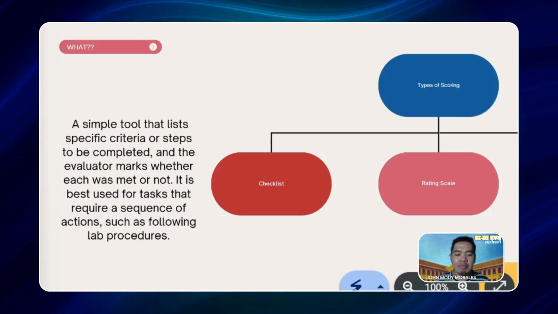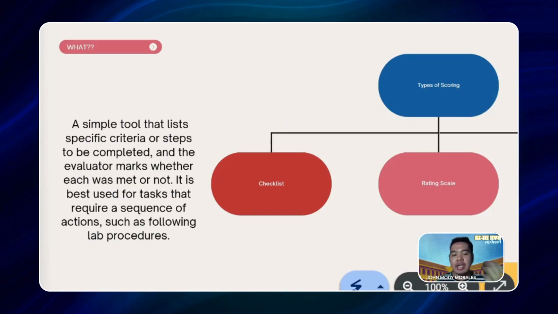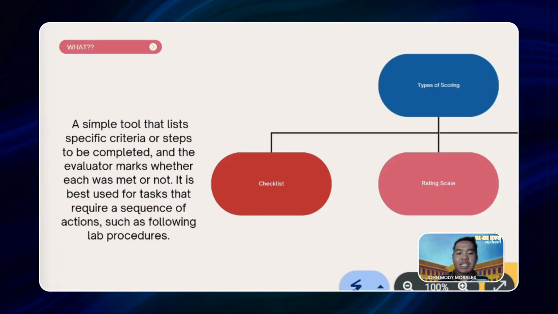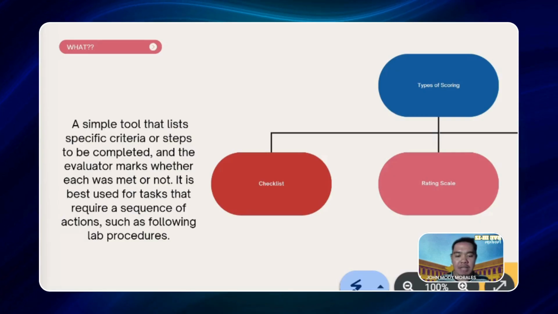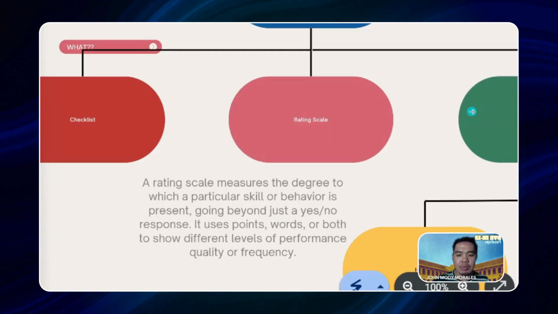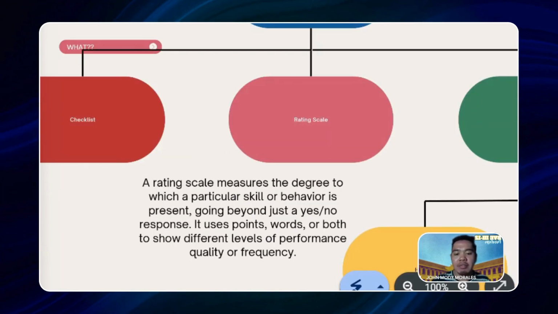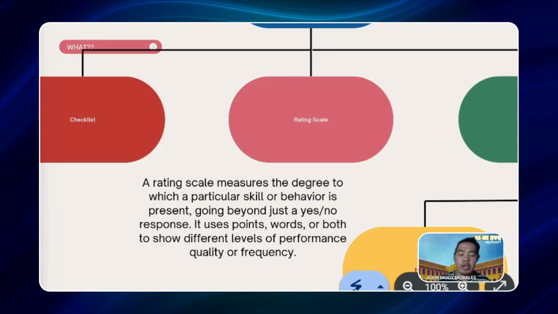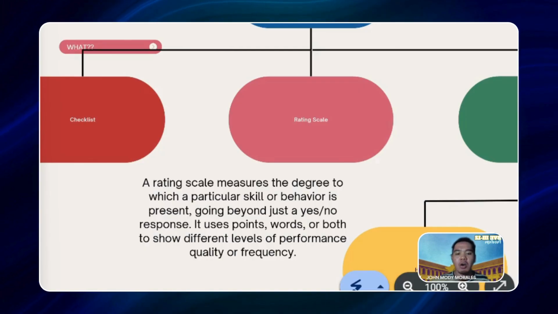First of all, we have the checklist. A checklist shows whether the specific steps or requirements are met, and it is practical for sequential tasks like following lab safety rules or step-by-step procedures. We also have rating scales. A rating scale goes beyond yes or no, and it shows the degree of performance using numbers or descriptors like excellent, good, or needs improvement.